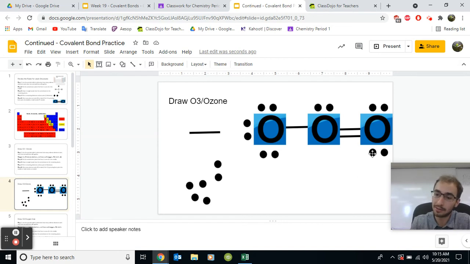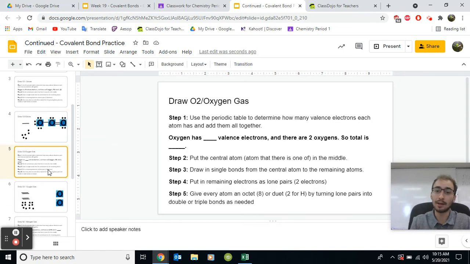This oxygen now has 2, 4, 6, and 8. This oxygen in the middle has 2, 4, 6, and 8. This oxygen has 2, 4, 6, 8. Now they all have 8, and I used all 18. 2, 4, 6, 8, 10, 12, 14, 16, 18. That is ozone. Now you have everything you need.